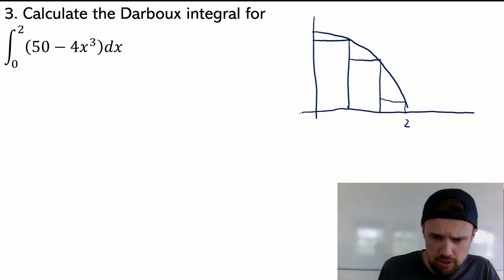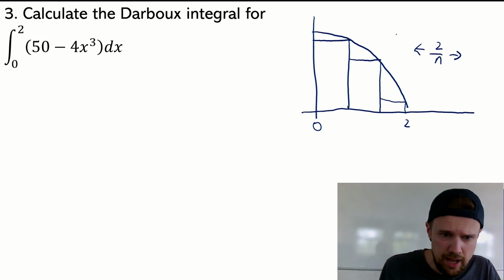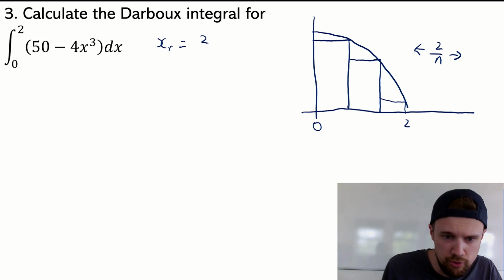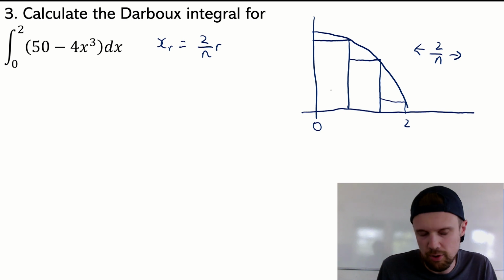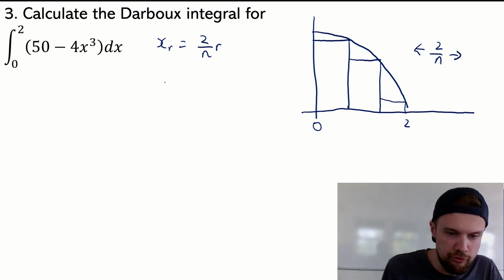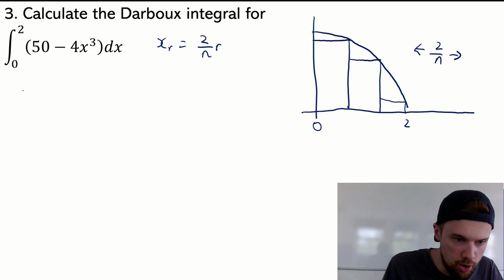We are fitting n rectangles between 0 and 2, so that means, unsurprisingly, the width is 2 over n. That means for this particular set of rectangles, the sequence of x values for it would be fairly simple. It's just going to be 2 over n lots of r, because the first rectangle's height is decided by 0 plus 2 over n, so just 2 over n, so on and so forth. So therefore, we can work out the lower Darboux sum.